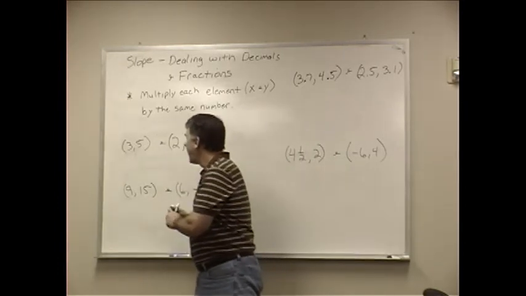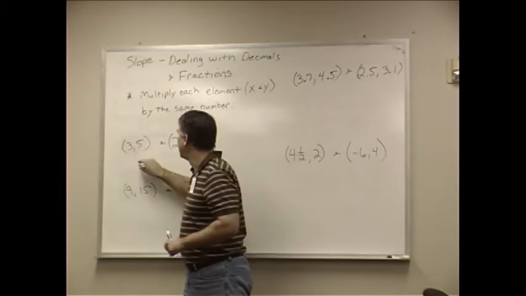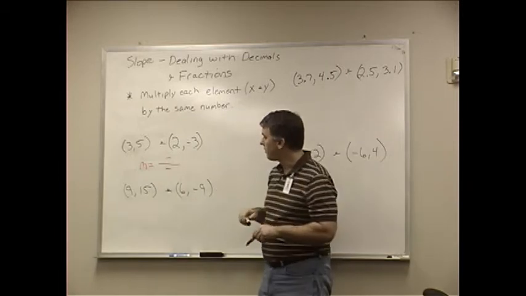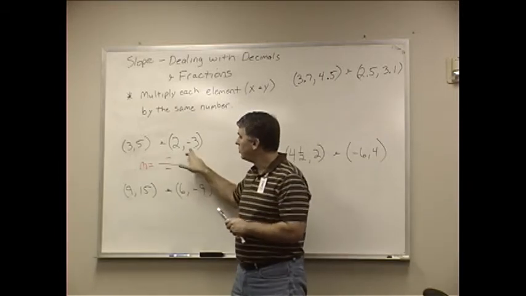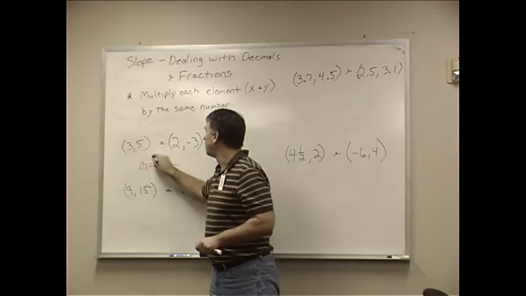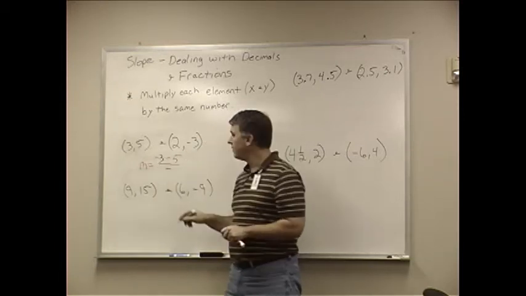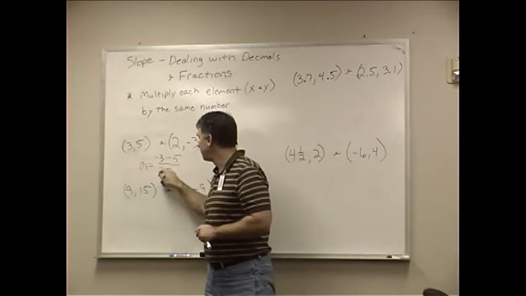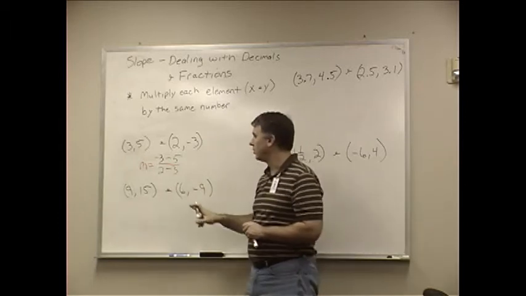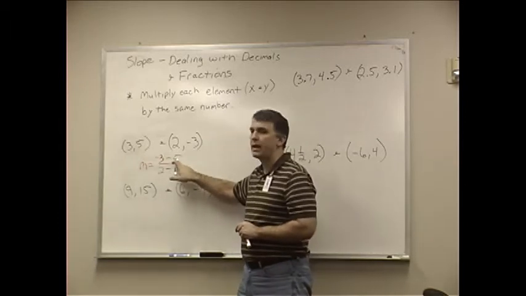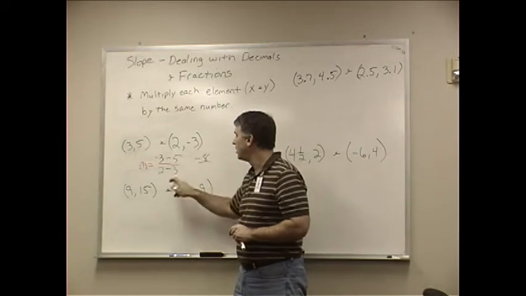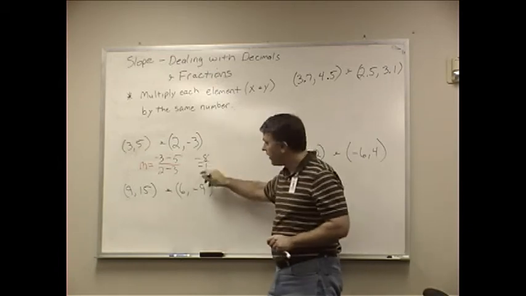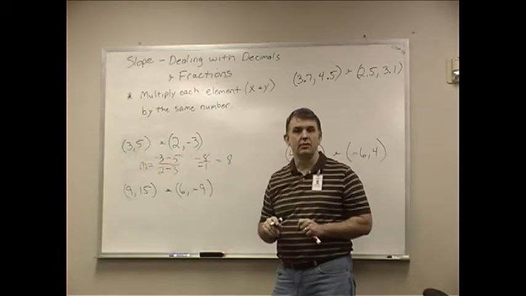So, if we're going to find the slope of the first one, we've got m equals y2 minus y1. So I'm going to put in -3 minus 5, over x2 minus x1, 2 minus 3. So let's calculate that really quick. -3 minus 5, that's -8. 2 minus 3 is -1. -8 divided by -1 is 8, isn't it?